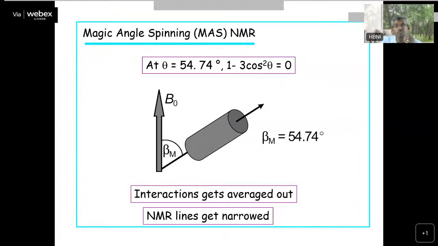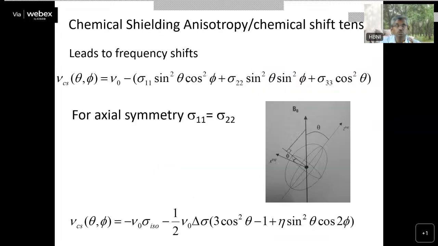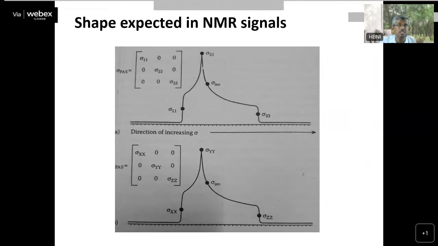So here we start a very important concept called magic angle spinning NMR. Let me summarize till this part. What I have discussed is dipole-dipole interaction, and then chemical shift interaction.